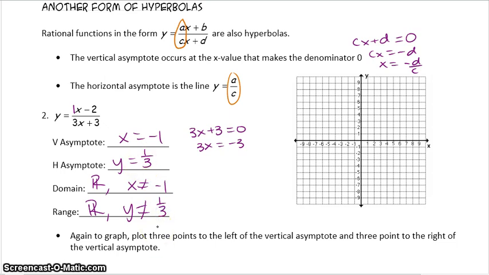So what I want you to do from here is graph your asymptotes, plug this into your calculator, and find 3 points to the left of the vertical asymptote and 3 points to the right of the vertical asymptote, and graph it on here and see how you do. Okay? So pause the video and try graphing this on your own.